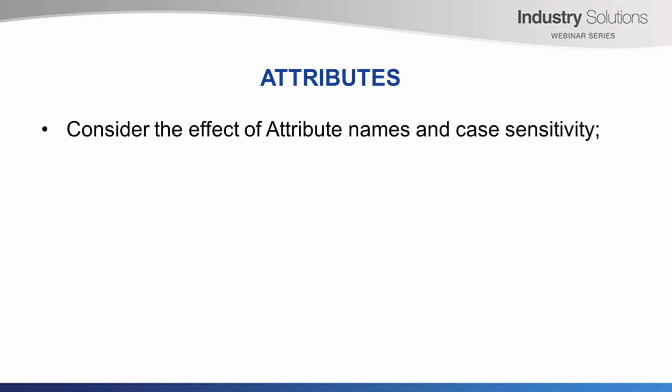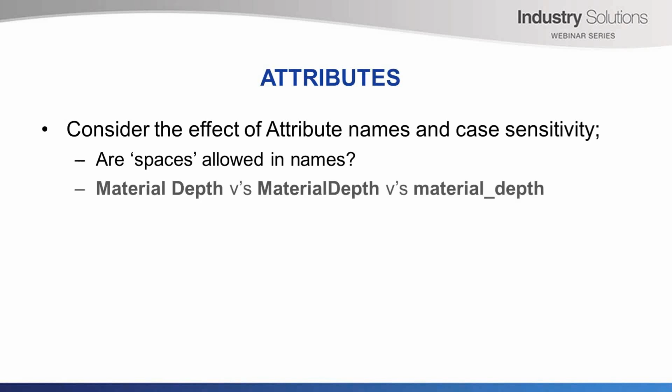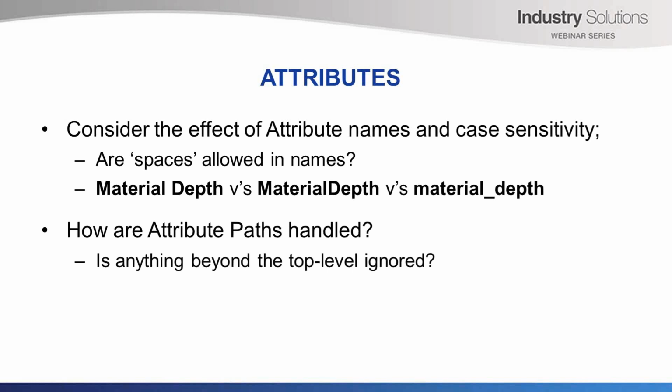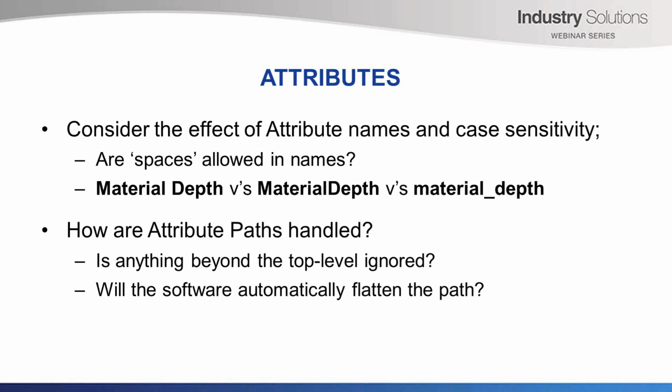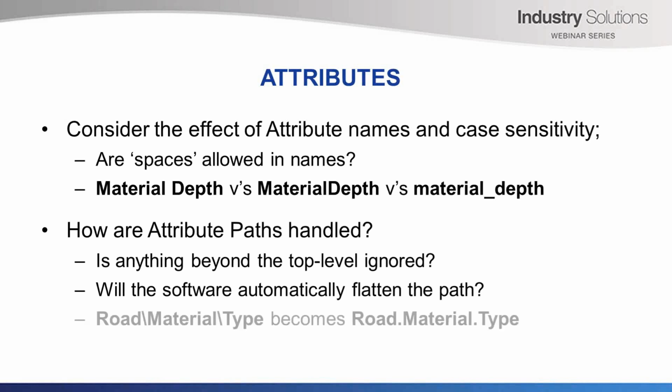Consider the effect of your attribute names and case sensitivity. Are spaces allowed in names? Consider this: material depth, material depth, material depth. They're all the same thing, but they're all named slightly differently. How are attribute paths handled? Is anything beyond the top level attribute actually ignored, or will the software automatically flatten the path? Something like Celebri will take road material type and change it into road.material.type.